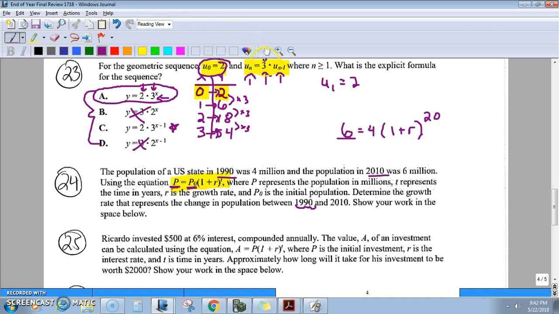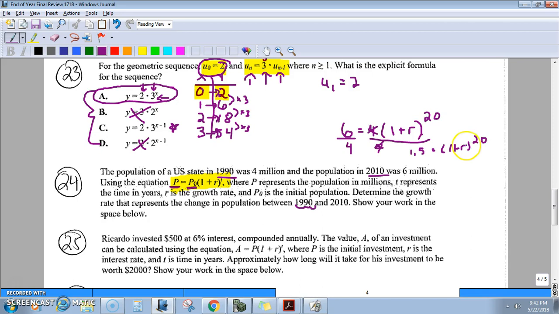So first step, divide both sides by 4. So you get 6 divided by 4, this whole thing divided by 4. Here your 4's cancel, and you have 6 over 4, which is 1.5, if I'm doing my mental math correct. I'm sorry, it's going to get messy because I didn't leave myself much room. So 1.5 is equal to, in parentheses, 1 plus r to the 20th power.